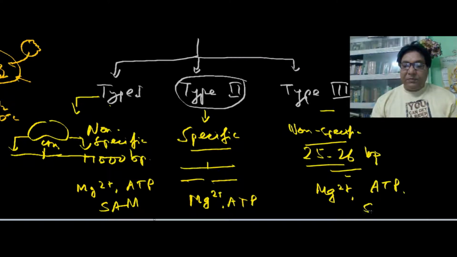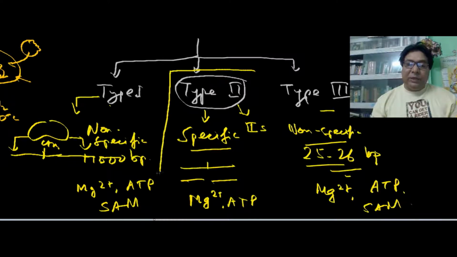For today's purpose, let us end here. Then we will later see that there is a subversion of type 2, it is called type 2S type. So we will describe this type 2 and type 2S type in our next class.